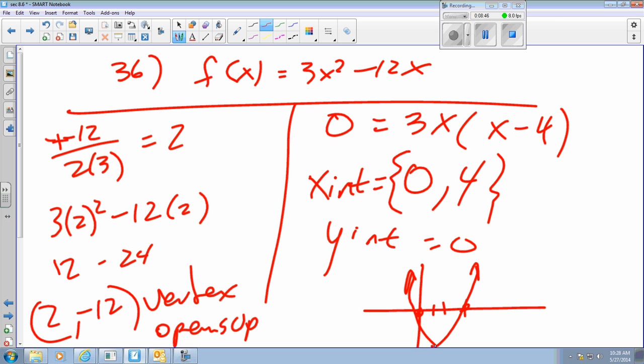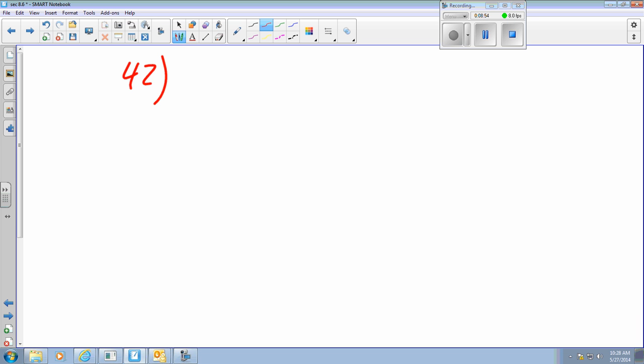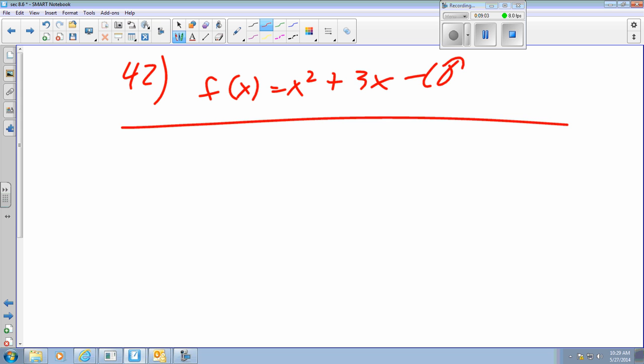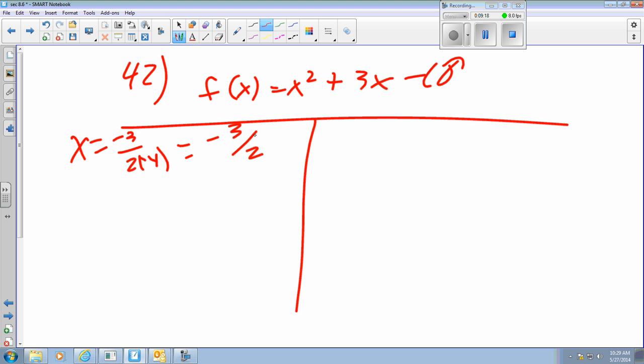And let's take a look at 42. f of x equals x squared plus 3x minus 18. Again, it's going to be a yucky vertex because it's odd here, so I'm going to go with x equals negative b over 2a, and I get negative 3/2 for my x value of the vertex. Plug it in, I get negative 3/2 squared plus 3 times negative 3/2 minus 18.